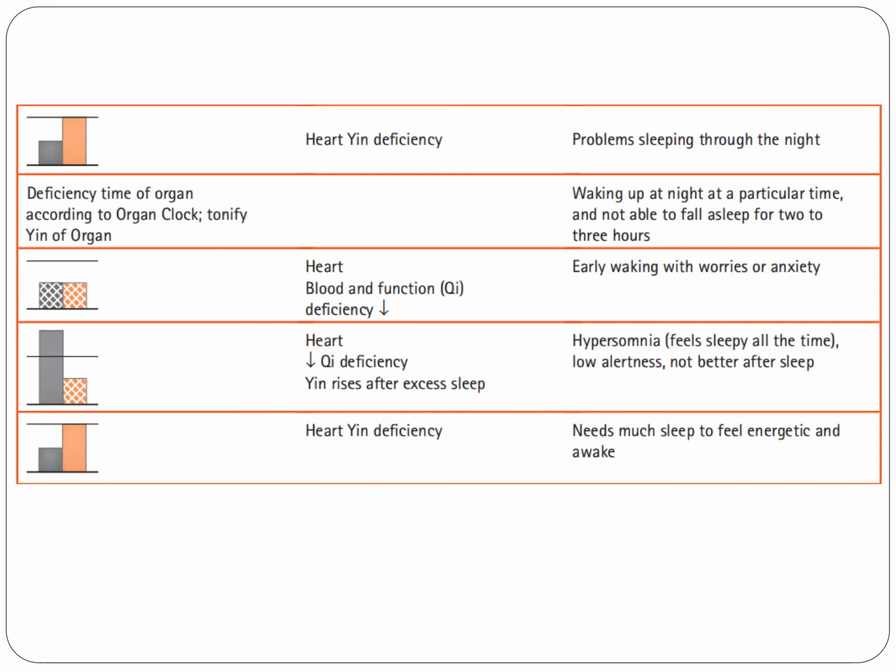So next tower diagram, deficient ang yin, normal yung yang. So there is a heart yin deficiency. The condition is problem sleeping through the night. Deficiency time of organ according to organ clock, tonify the yin of organ. Waking up at night at a particular time and not able to fall asleep for 2 to 3 hours.